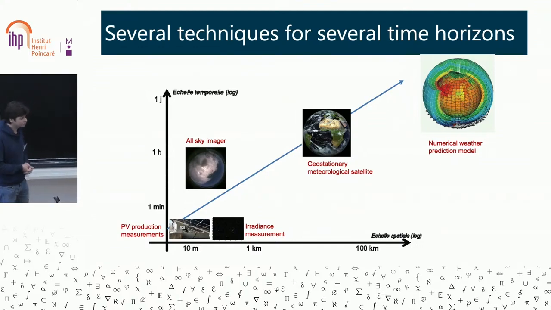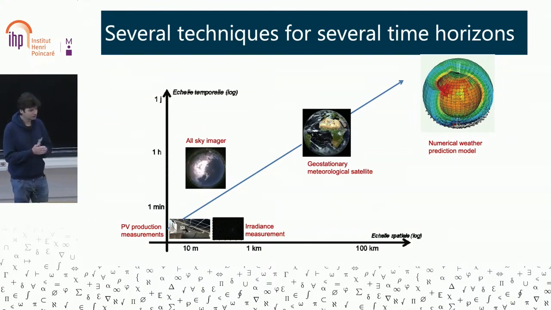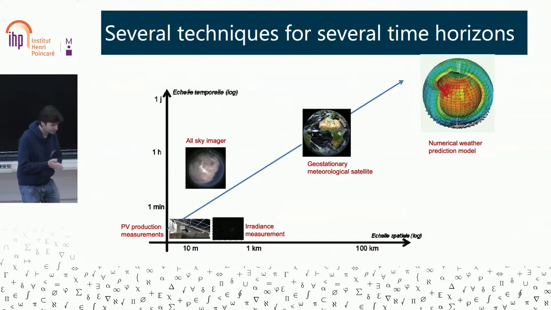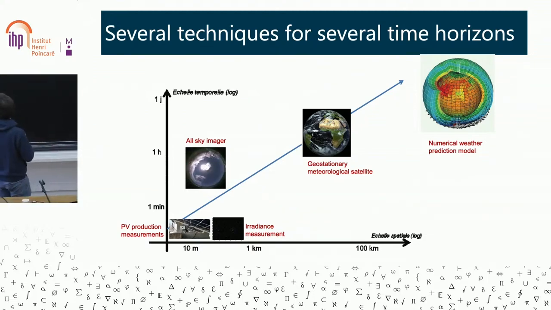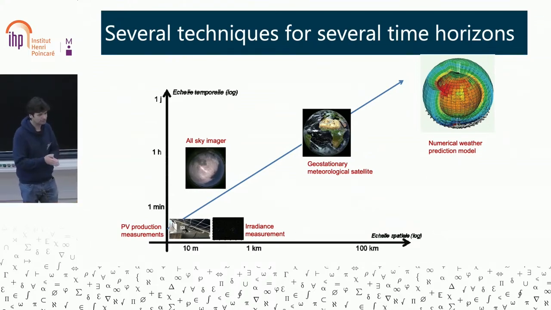Now I will show you the techniques according to this time horizon, to this scale. For very short term, we can use just PV production measurement or irradiance measurement. I don't know why my picture is black. It was a pyranometer, something you don't see every day. So it looks like a flying saucer, but like this. But it's something to measure the irradiance from the ground.